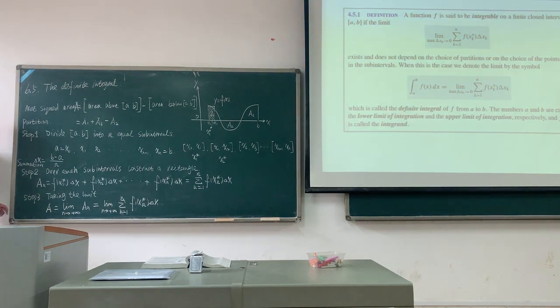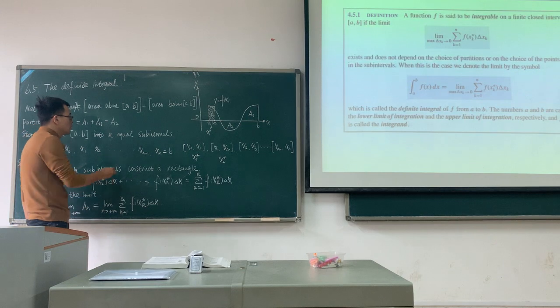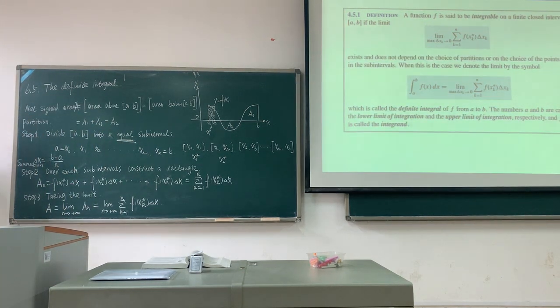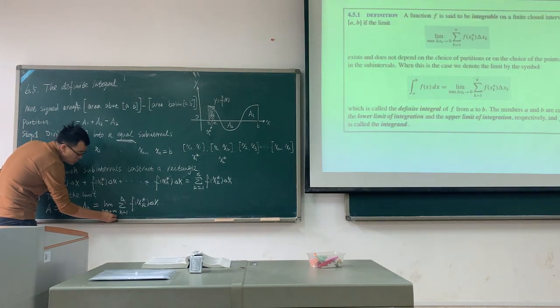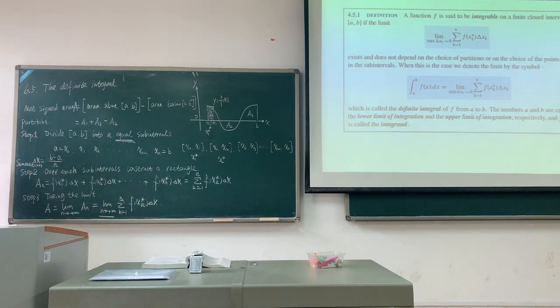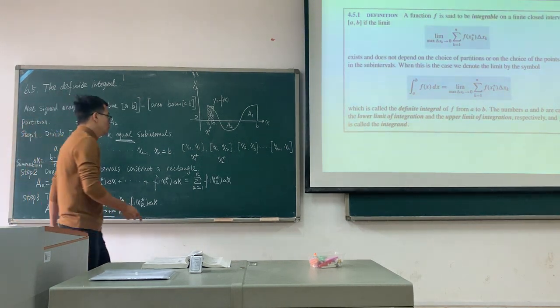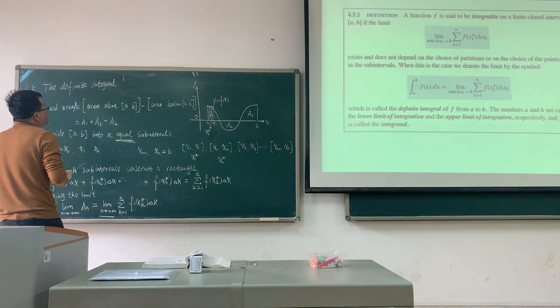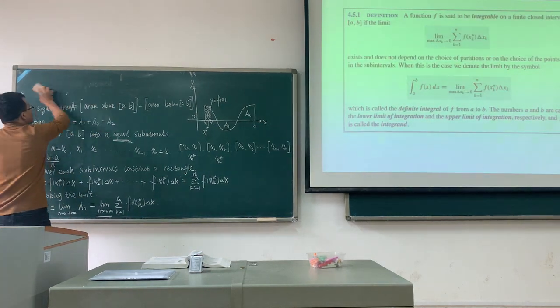Okay, left side area. But here now we can see that AB is divided into n equal subintervals. Okay, here it is equal. And here now, n approaches plus infinity. Now we introduce a definition. The definition is the Riemann sums.